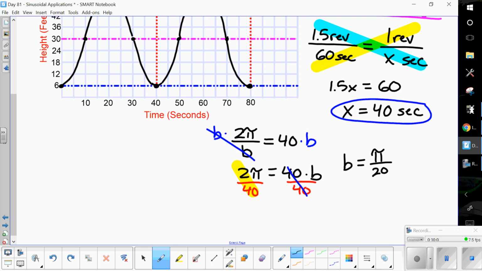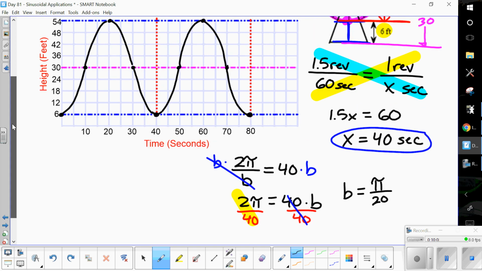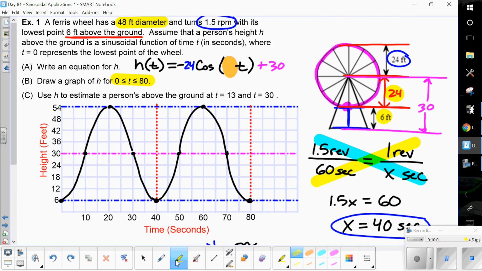And that will be what needs to go in my equation in order for this thing to actually finish a full cycle at 40 seconds and finish the second cycle at 80 seconds. So in this space right here, we'll go ahead and put pi over 20. Okay, the next part of this, it says use h to estimate a person's height above the ground at 13 seconds and 30 seconds. Well, I don't mind 30 seconds. I can see it right here. Okay, it's a nice clean point on my graph.